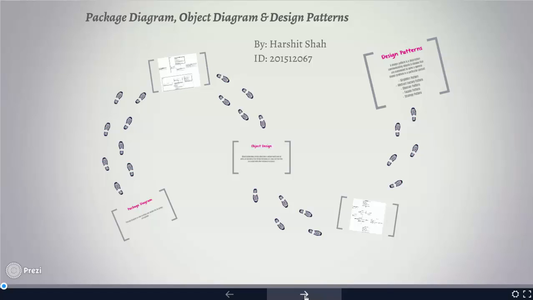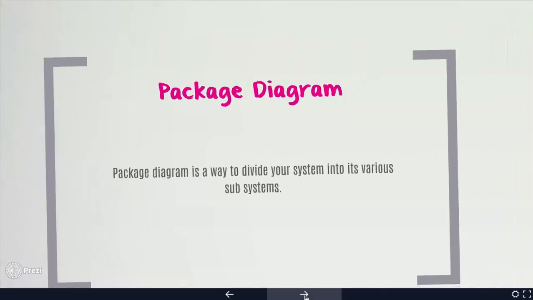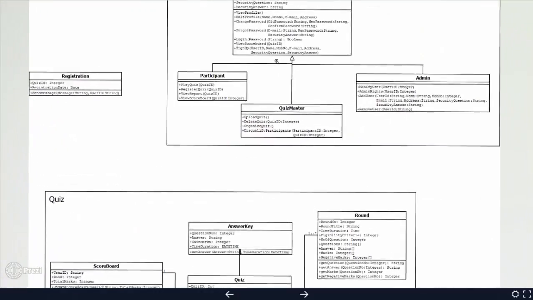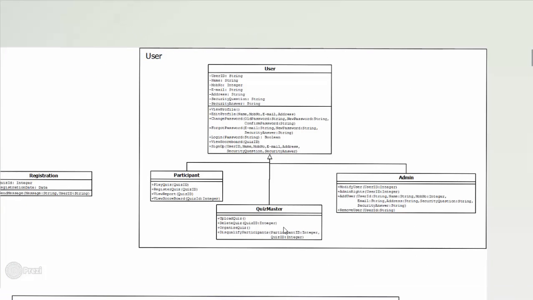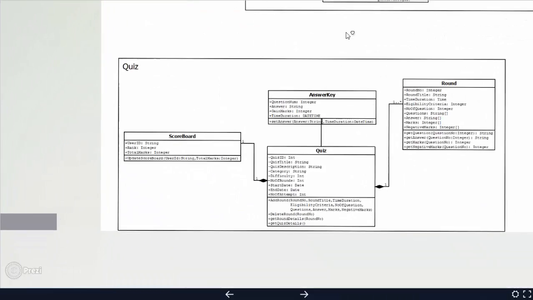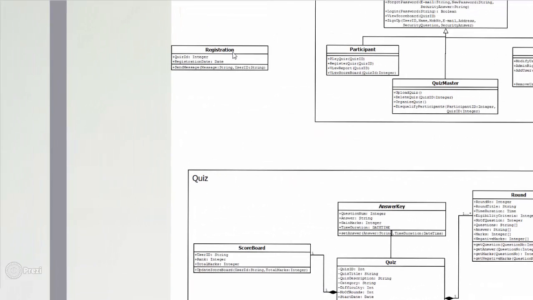I am going to explain the package diagram, object diagram and design patterns. A package diagram is a way to divide your system into its various subsystems. In this diagram, one of the subsystems is the user, which contains classes for the quiz master, participant and admin. Quiz is another subsystem which contains the classes for quiz, answer key, scoreboard and round. The registration class cannot be placed in either of the subsystems because its operation requires participation from both the subsystems.